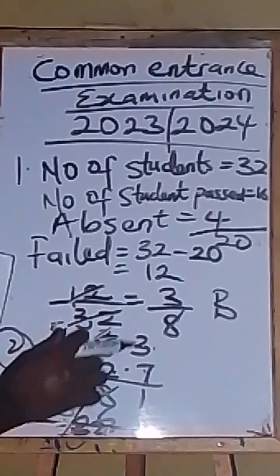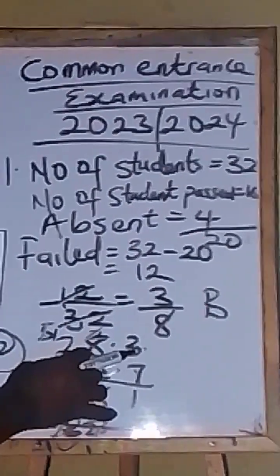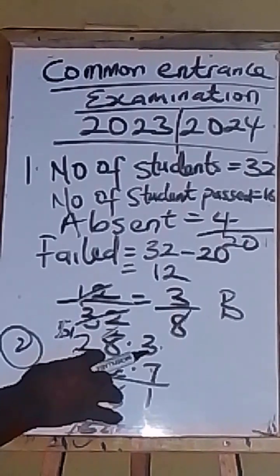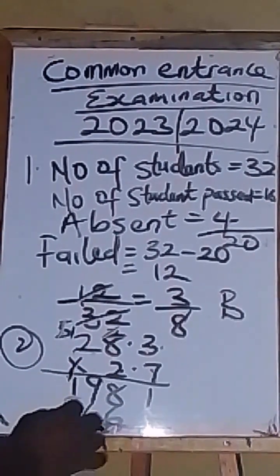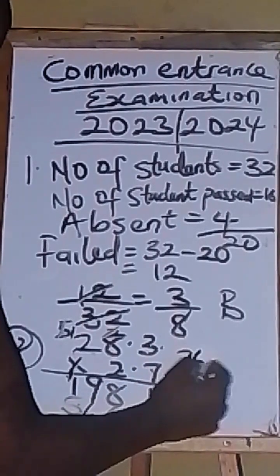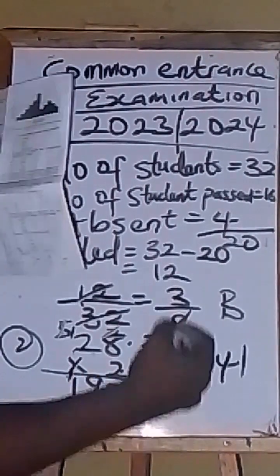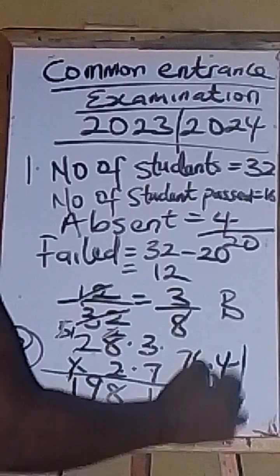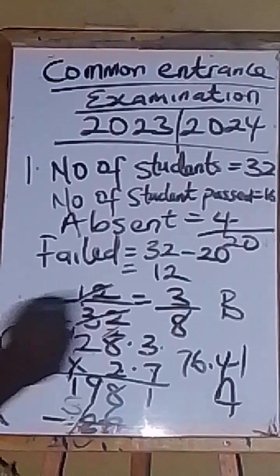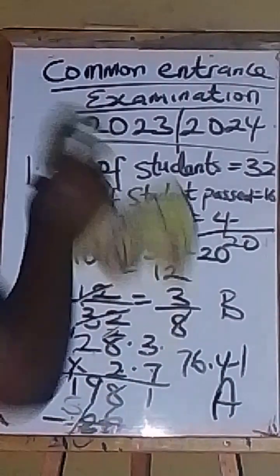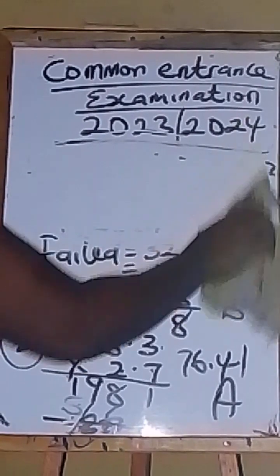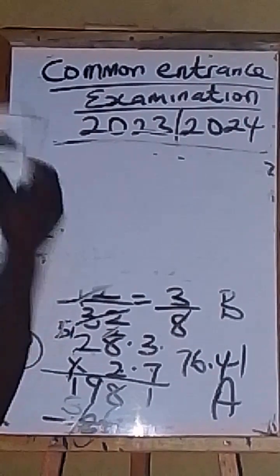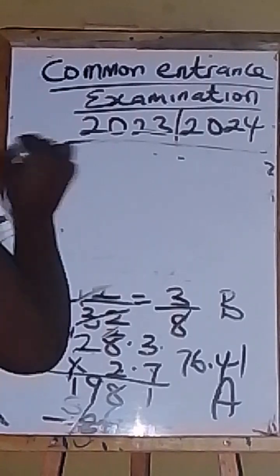So we now count the numbers that we have after the point. 1, 1, making 2. So you come here, and our answer is 76.41. The answer is option E.